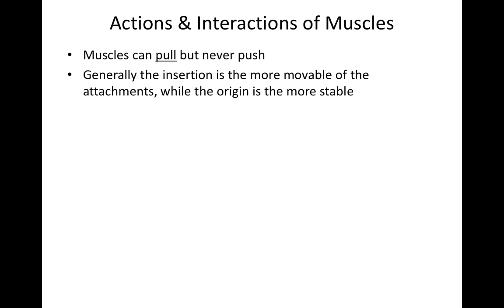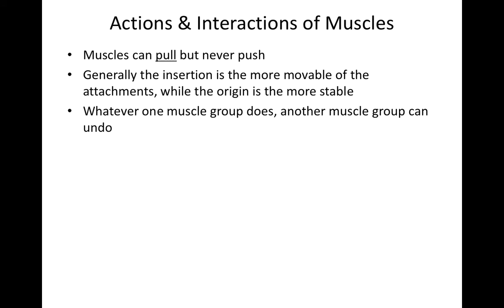We just talked about this concept of the insertion and origin. Generally, the insertion is going to be the more movable. Okay, so here with our example, we're talking about the points of attachment in the forearm. Triceps brachii has that same concept. The attachments down in the forearm tend to be more movable, so when triceps brachii contracts, we pull the forearm back into extension. So, something to remember, whatever one muscle group does, another has to undo.